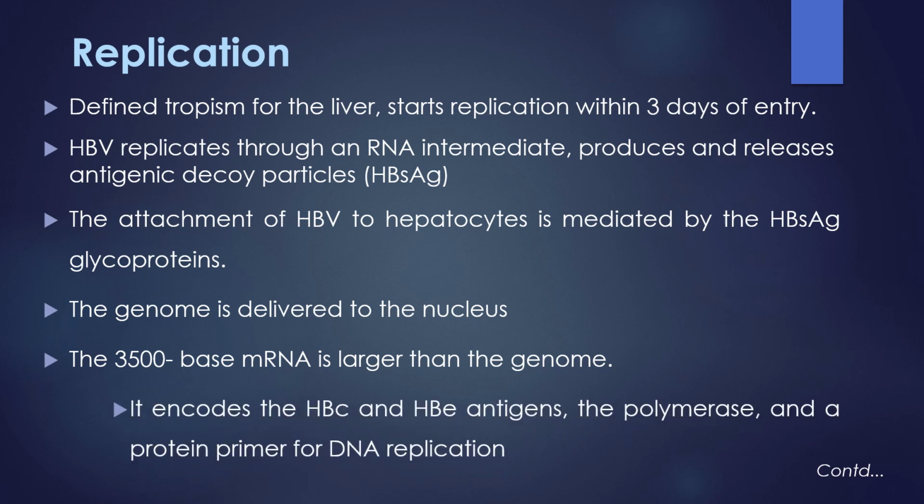This antigen also serves as a viral attachment protein. On penetration into the host cell, the genome, which is partially incomplete, becomes completed to form a double-stranded DNA circle and is then delivered to the host cell's nucleus, where it produces numerous mRNAs, among which a larger mRNA of 3500 bases is used to encode the hepatitis B core antigen and hepatitis B envelope antigen, with the polymerase enzyme and a protein primer for the viral DNA replication.